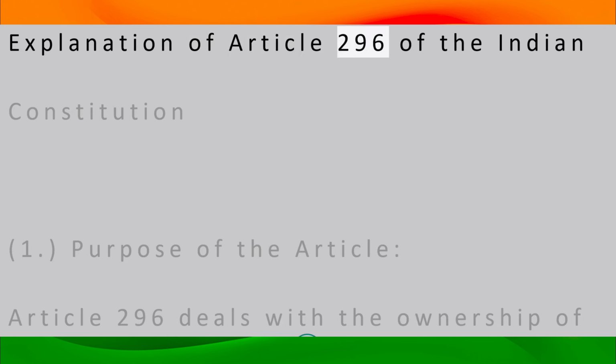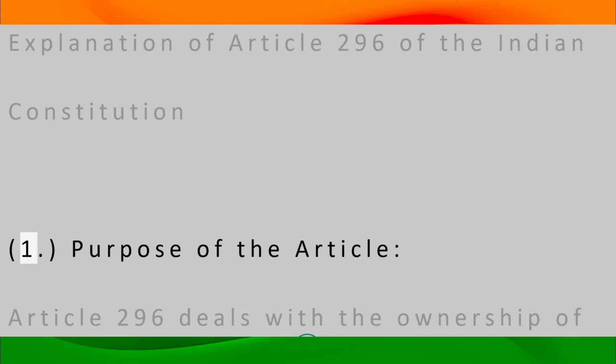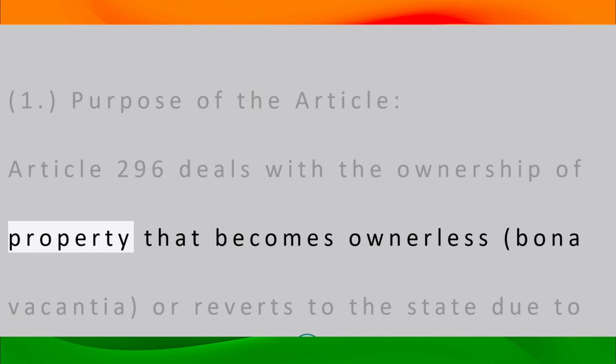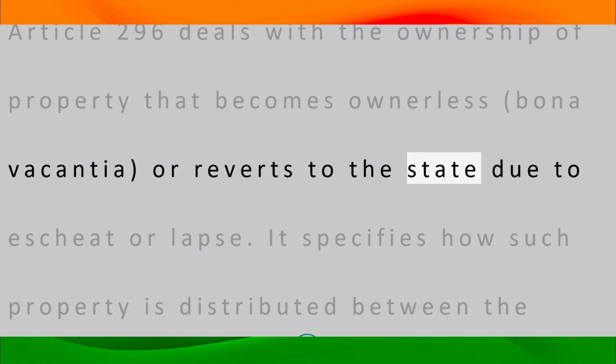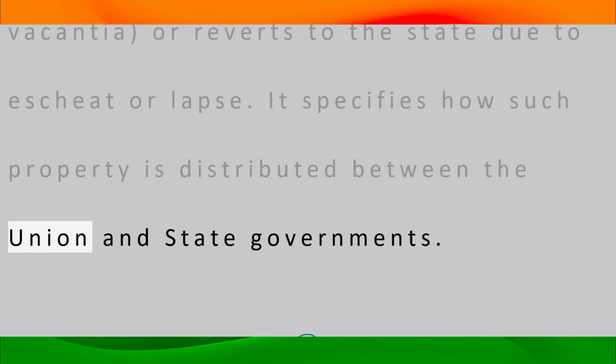Explanation of Article 296 of the Indian Constitution. 1. Purpose of the article. Article 296 deals with the ownership of property that becomes ownerless, bona vacantia, or reverts to the state due to escheat or lapse. It specifies how such property is distributed between the union and state governments.